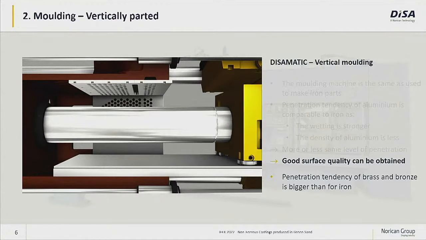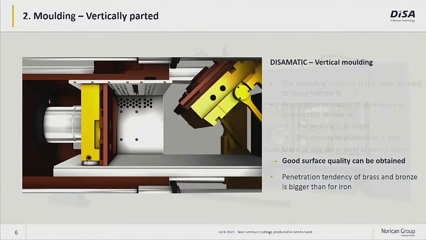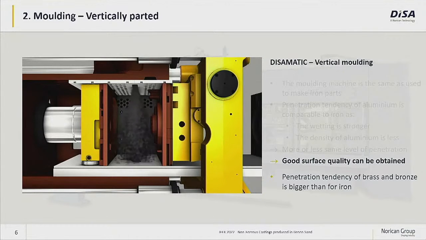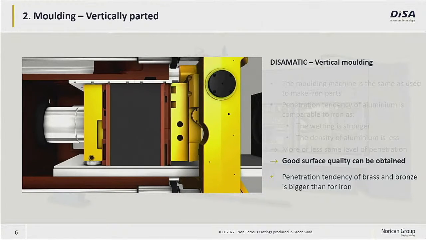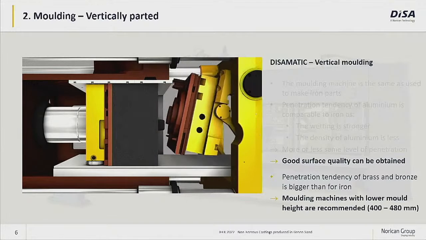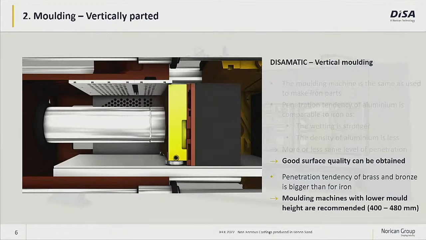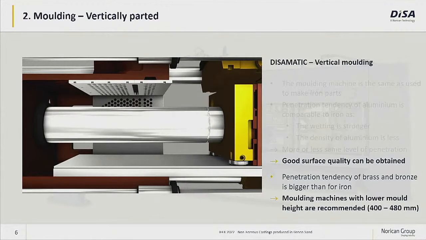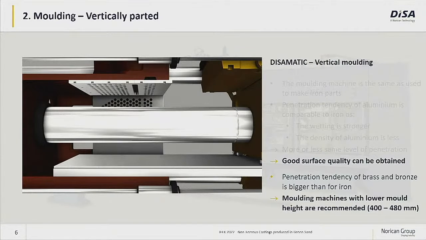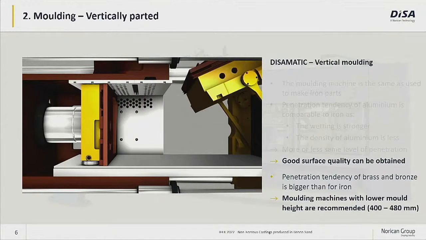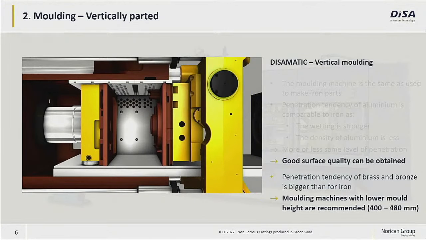If we look at brass and bronze, we will see that the tendency to get penetration is quite a lot bigger than for iron. To mitigate that, we normally recommend molds with lower heights, let's say 400 to 480 millimeter, to have a lower risk of getting penetration on the castings.